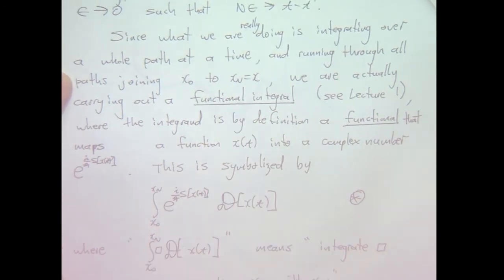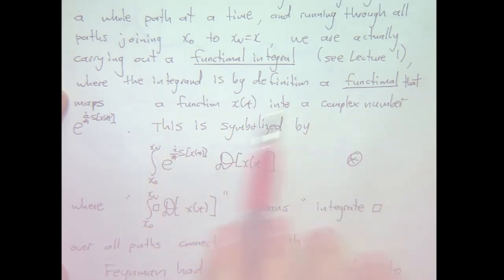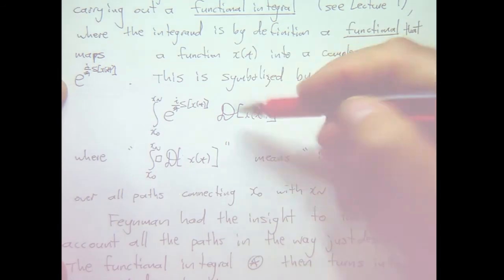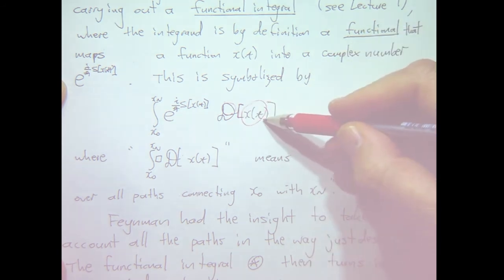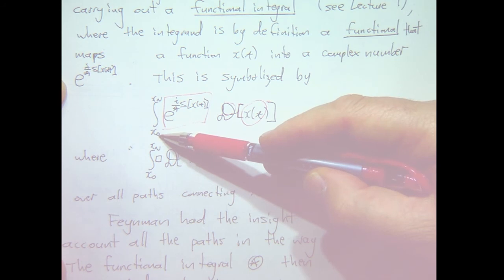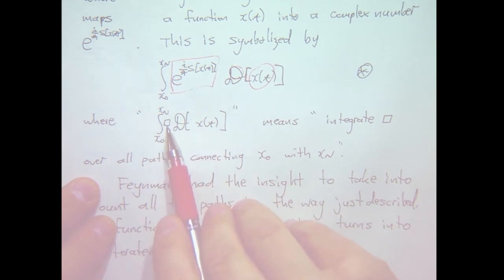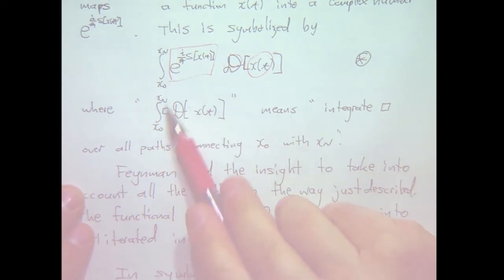And so it's called a functional integral because you are calculating the action for an entire function, an entire path. The functional maps the path x of t into a complex number, e to the i over h bar times the action of this x, and that's symbolized by this script D in square brackets. There's the path there, and the complex weight for each path, and the integral is from x naught, the starting point of the particle, to the final point of the particle. This D here means integrate that over all paths connecting x0 to xn.